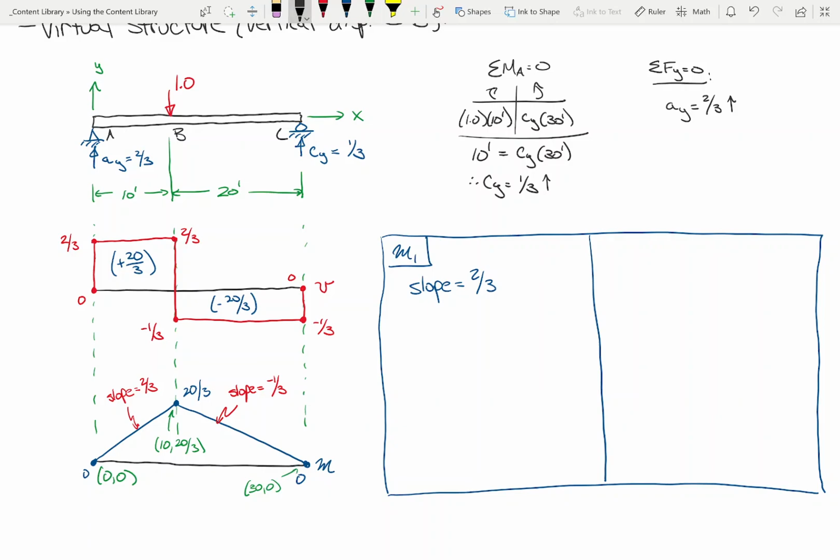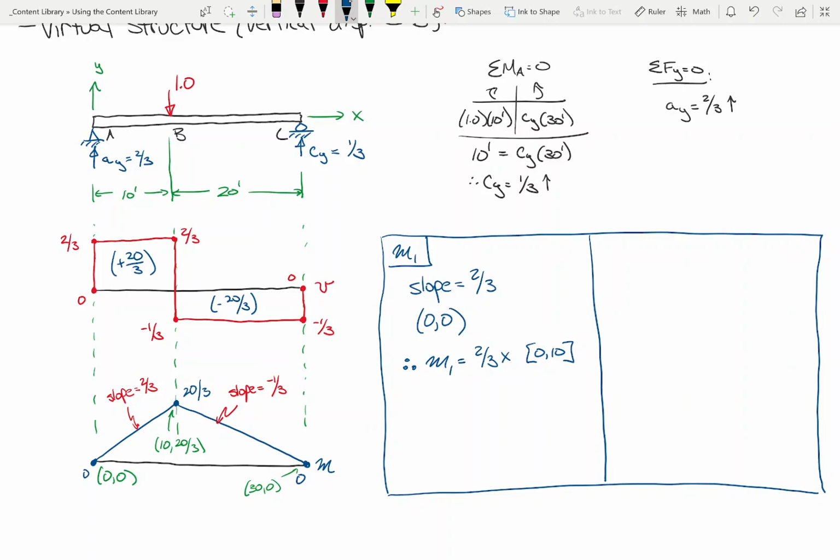Okay, so let's take a look at M1. Are you telling me that it is a line with a slope of 2/3 that passes through the point 0, 0? So what is M1 then? 2/3 x. Notice how I did that without cutting a section. I didn't have to do it, right? Because the virtual moment diagram is just lines.